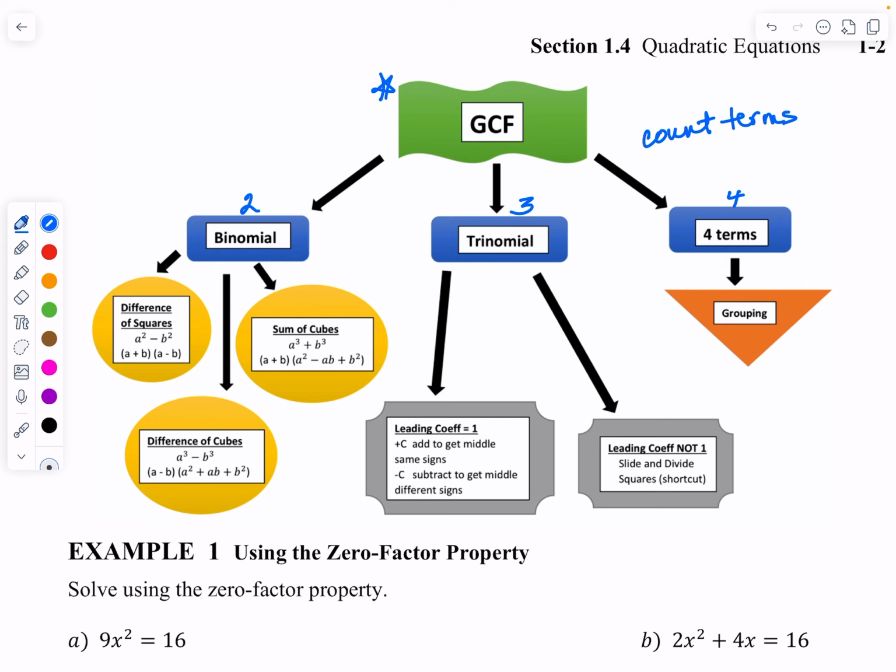So if it is a binomial, you have either a difference of squares or a difference of cubes. That's essentially the same formula. It's just the sign is a little different. Or you have sum of cubes. So difference of squares or cubes or sum of cubes.